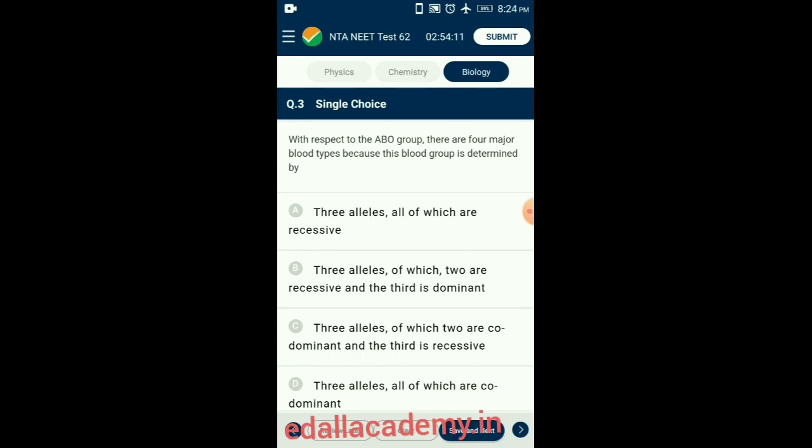Blood group A is determined by I^A I^A, or I^A I^O. Blood group B is I^B I^B, or I^B I^O. Blood group O is I^O I^O. Blood group AB is I^A I^B. So the answer for this question is option C. Three alleles, of which two are codominant and the third is recessive.